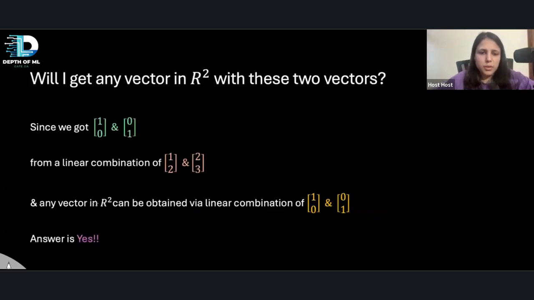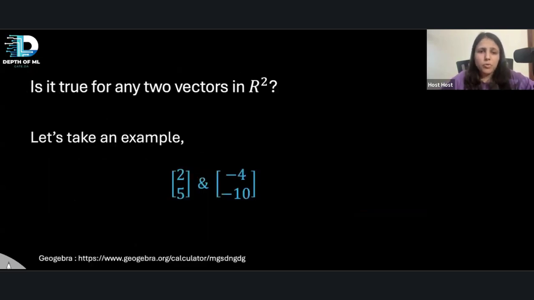And this is just the summary: since we got 1, 0 and 0, 1, from the linear combination of these, any vector in R2 can be obtained, and my claim is correct. And thus, I will get any vector in R2 using the linear combination of these two vectors. Fine. But is it true for any two vectors in R2?